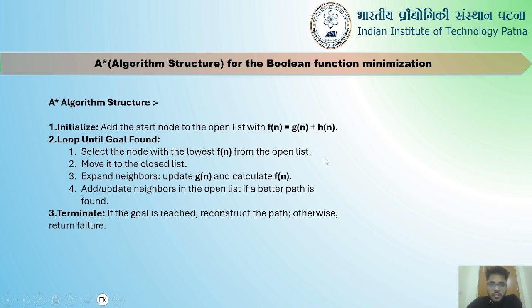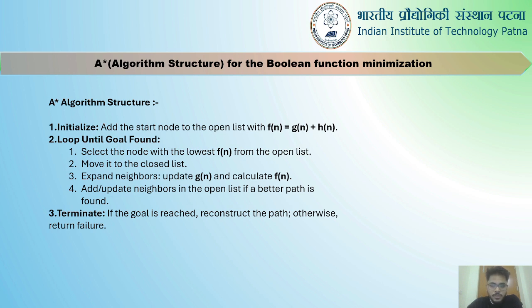The A-star algorithm structure for Boolean function minimization. A-star selects the node with the lowest cost. We basically get the cost by adding the g(n) and the heuristic function value from an open list and expands it by exploring its neighbors. Each time a neighbor is visited, the algorithm updates the cost and the path, ensuring the best possible route is chosen. This process continues until the goal node is reached, at which point the optimal path is reconstructed.